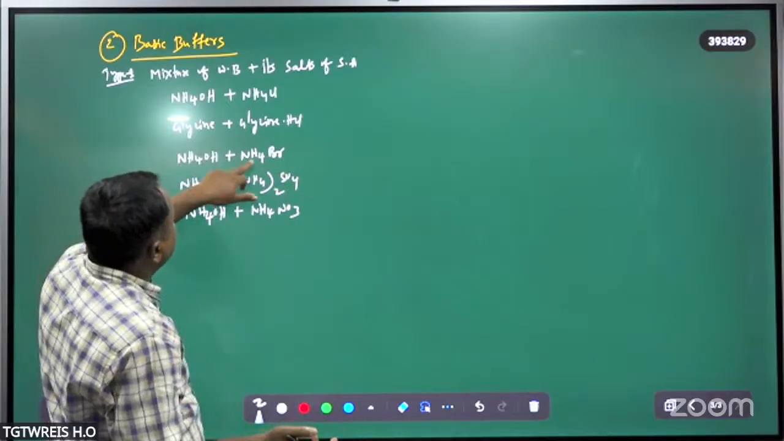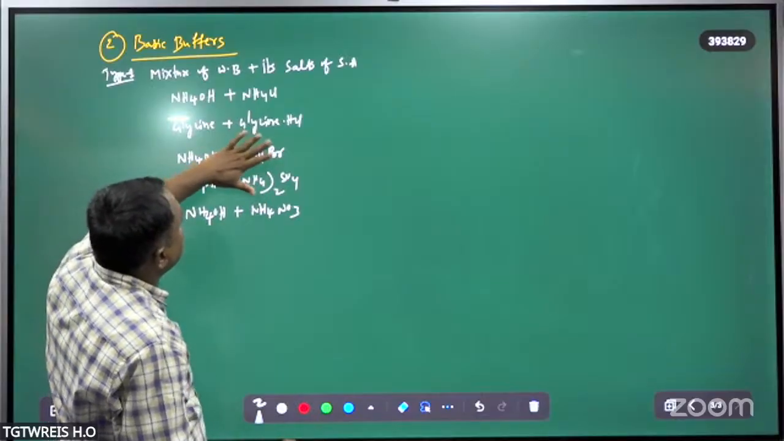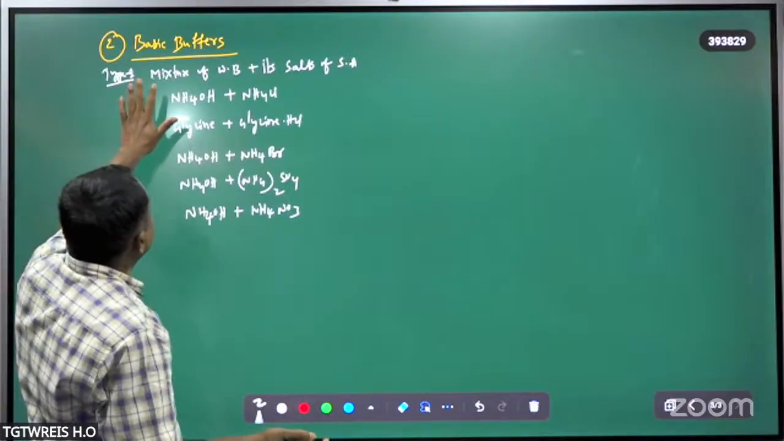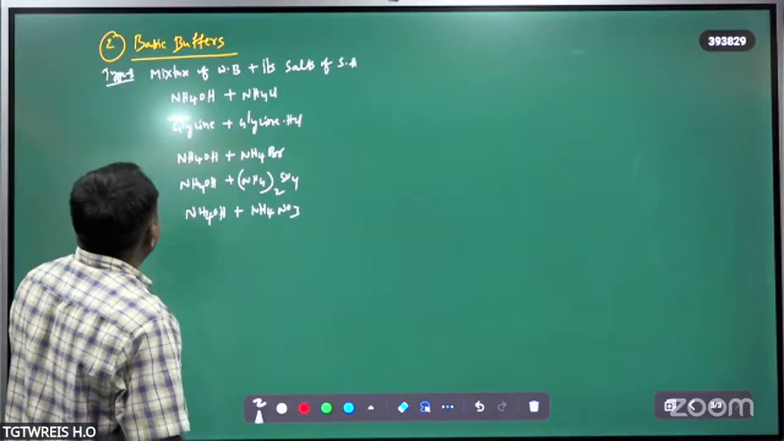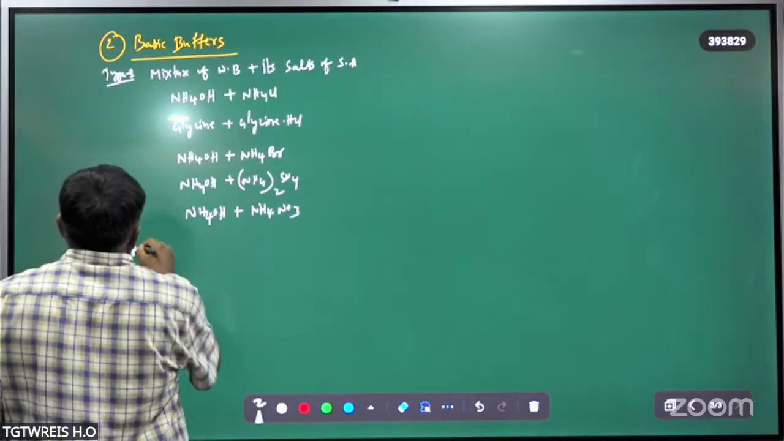Ammonium hydroxide is a weak base. Ammonium bromide is the salt of a strong acid. NH4 plus is the strong acid, NH4OH is the weak base. So therefore these will act as basic buffers. And next, type 2.